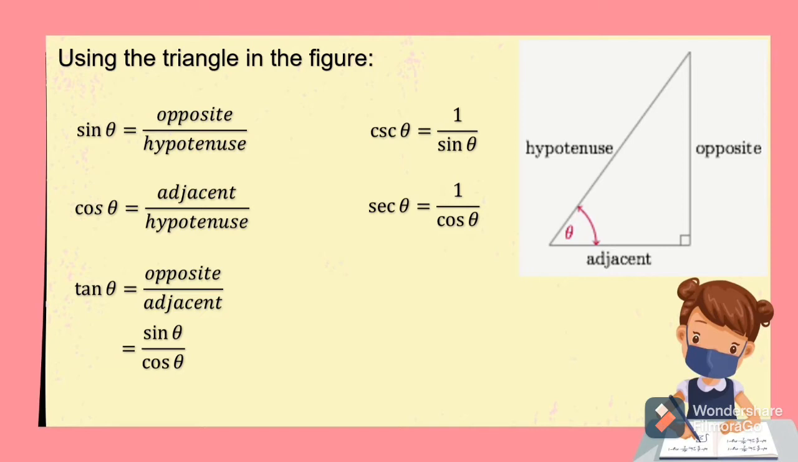Secant theta is the inverse of our cosine theta. So that will be 1 over cosine theta, or it can also be hypotenuse all over adjacent. And then cotangent theta is the inverse of our tangent theta, and that is equal to 1 over tangent theta. Or it is also the same with adjacent all over opposite, or cosine theta all over sine theta.